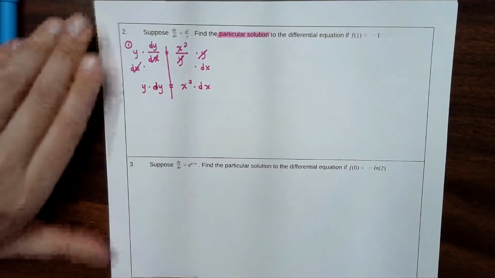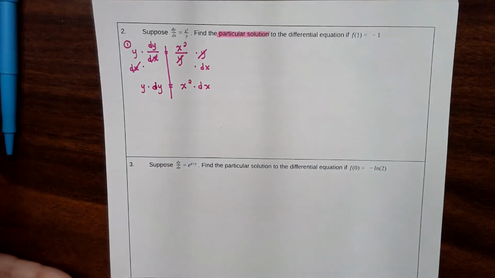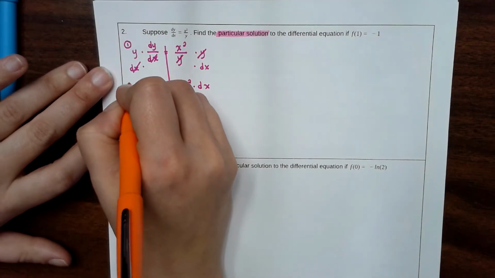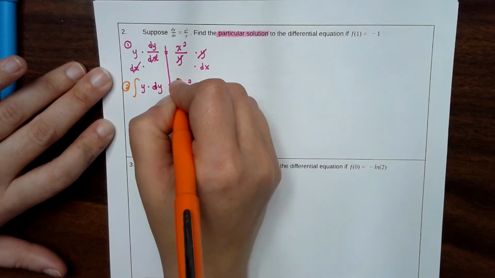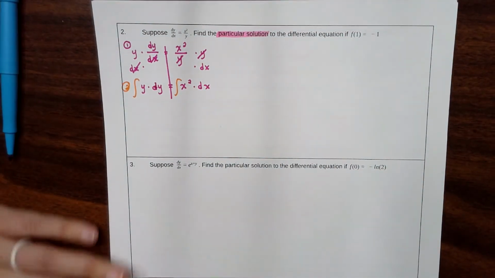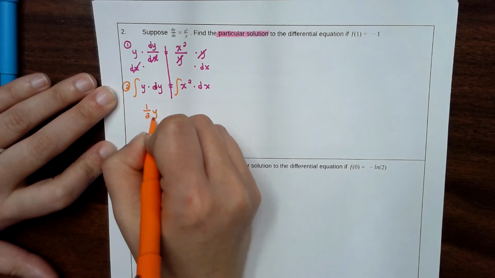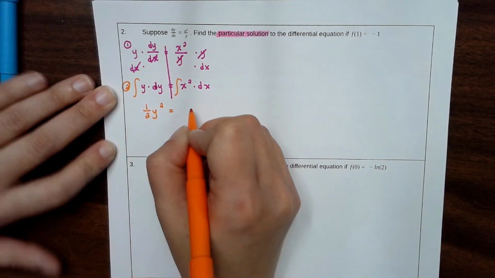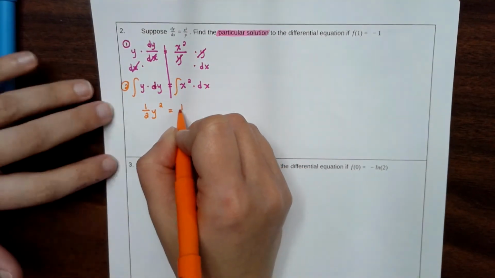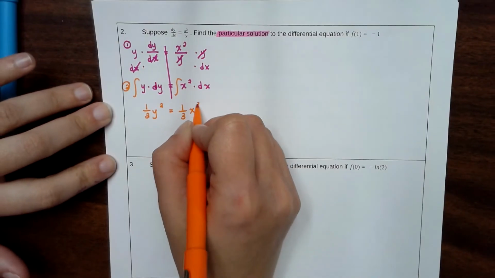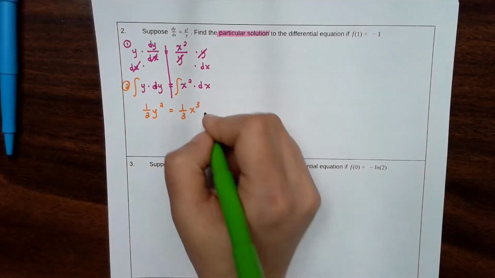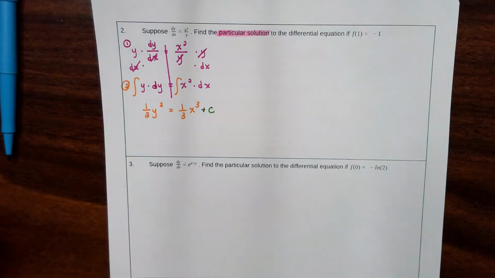Now I've got the x's and the y's separated. Step number 2 is going to be to integrate on both sides to undo the derivative. The antiderivative of y would just be 1/2 y squared, and the antiderivative of x squared would be 1/3 x cubed. And at this point, I'm going to remember to put my plus c.